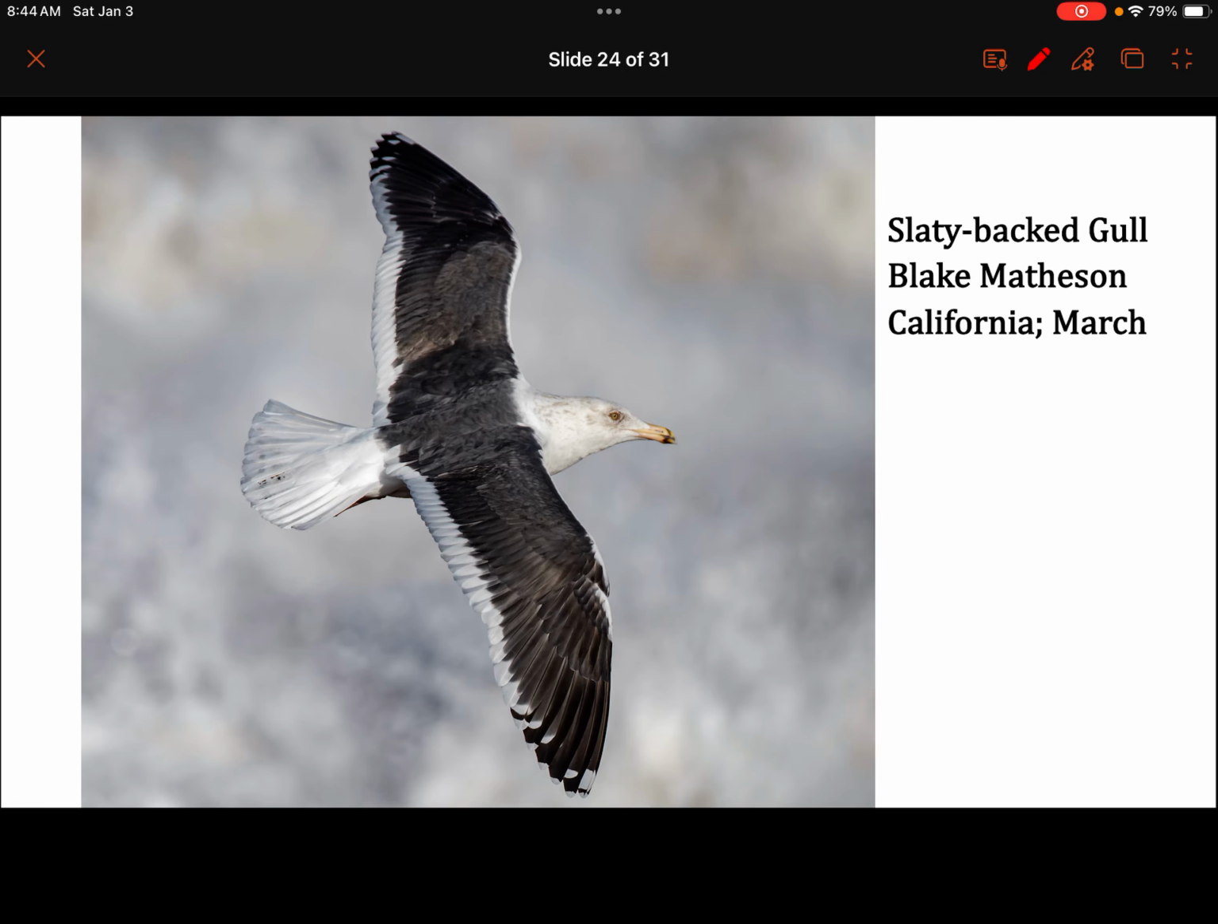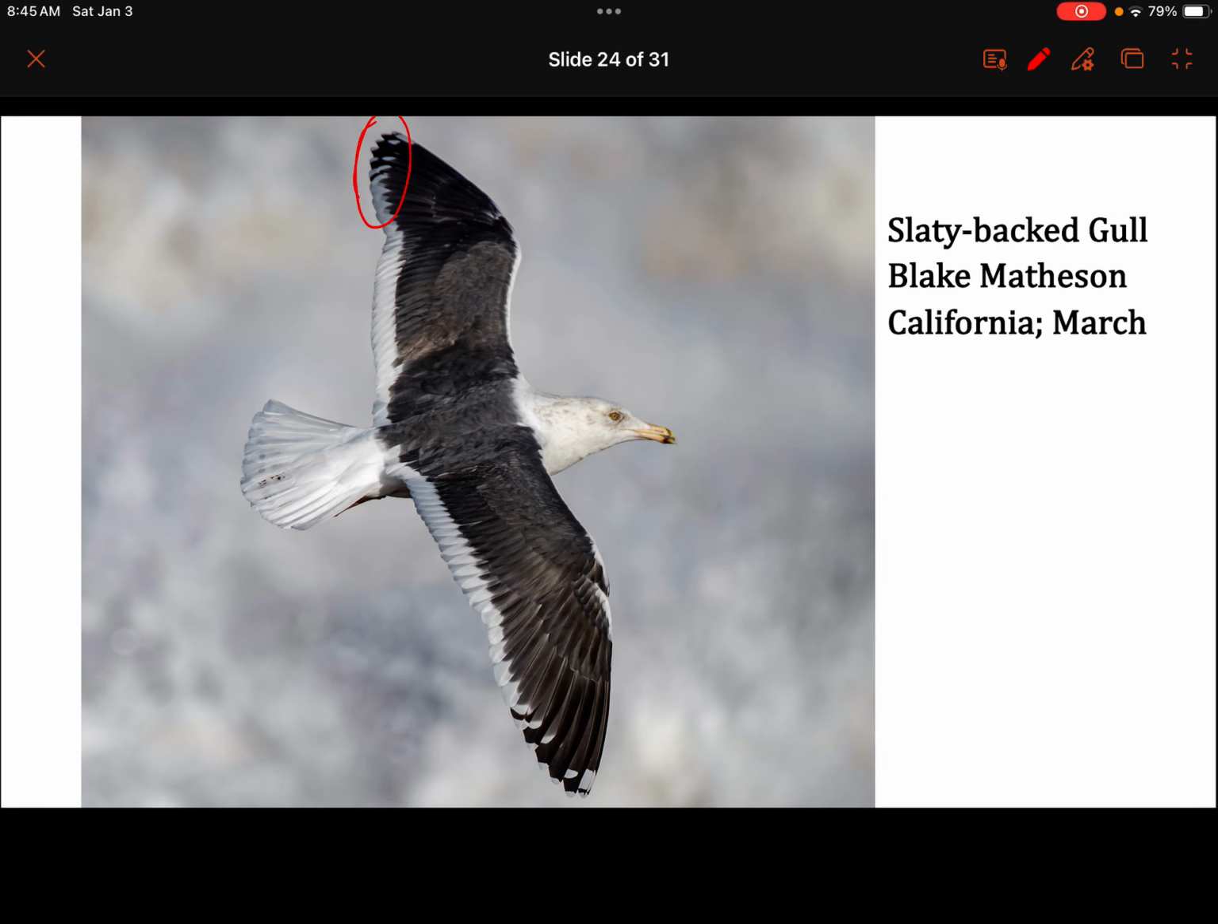Slaty-backed gull, California, March. Beautiful specimen, broad white trailing edge here, but I don't see a lot of the large string of pearls pattern that I'd like to see on P6, P7, P8. Could be age related. Here on the left wing, it looks a little bit better.